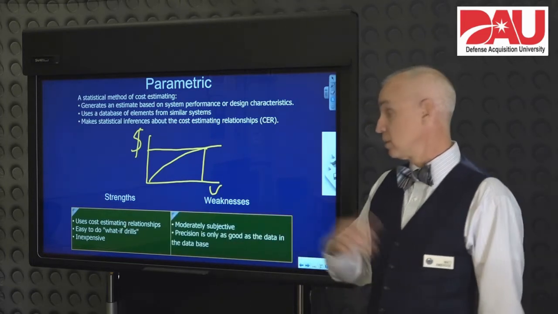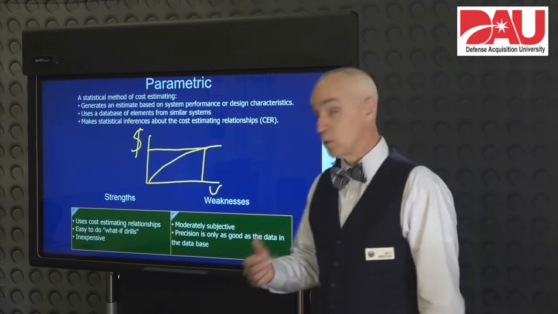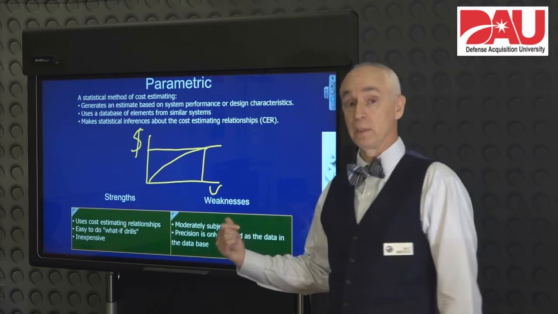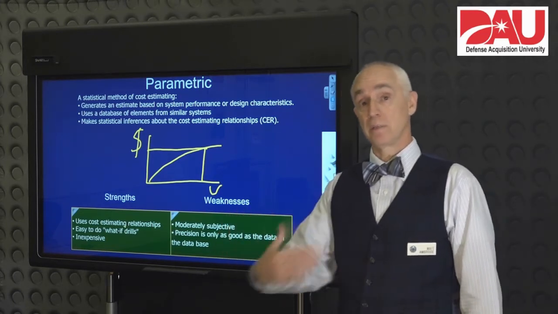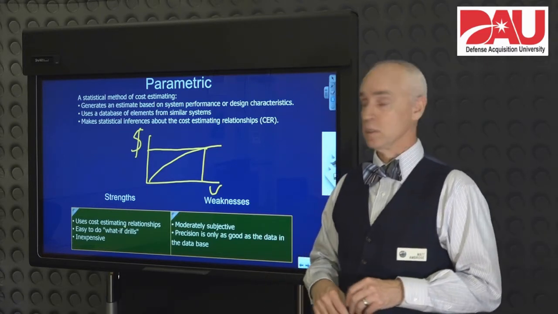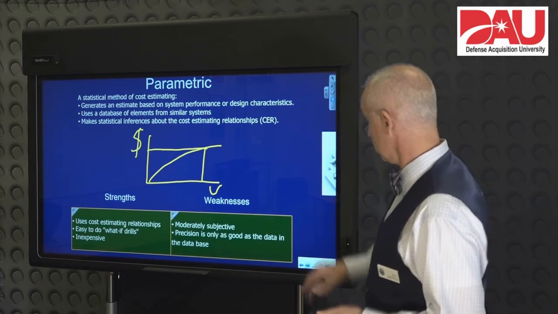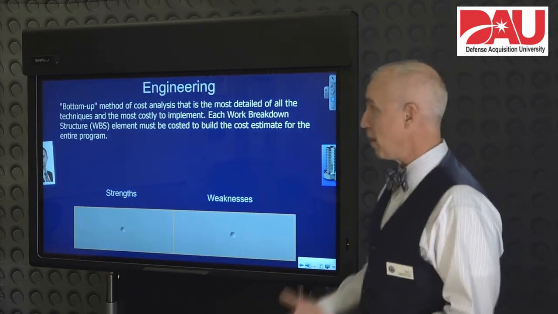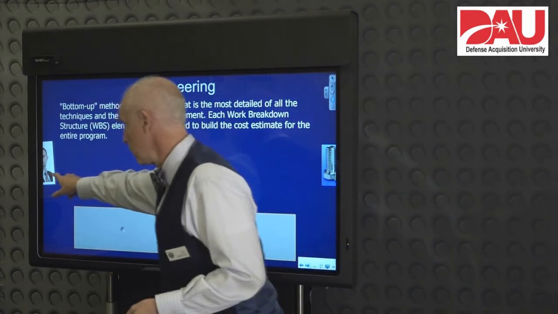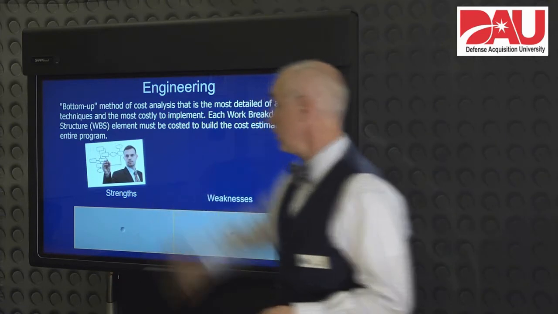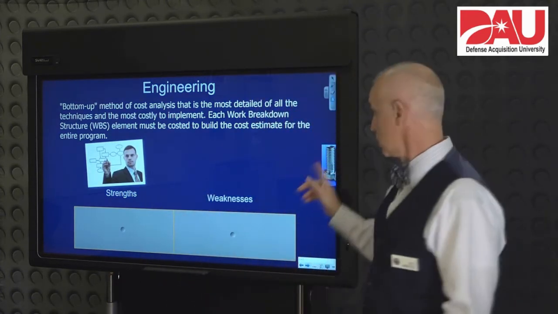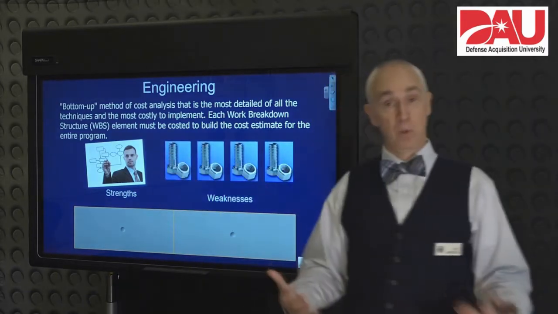Some of the weaknesses, it is still a bit subjective, and it's only as good as the data that we have, right? We can only be as confident in this estimate as we are confident in the cost estimating relationship that our data from previous systems actually tells us exists. So let's look at maybe a more precise method here, the engineering or bottom-up method of cost analysis. This is where we take every piece part of our work breakdown structure here, and we look at what is it going to cost to do that work and to build that piece down to every nut and bolt on the system.